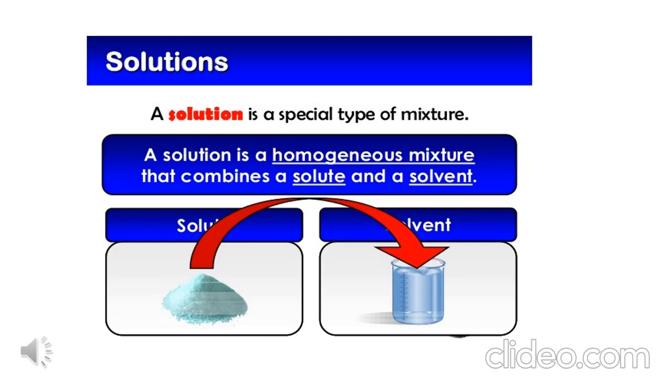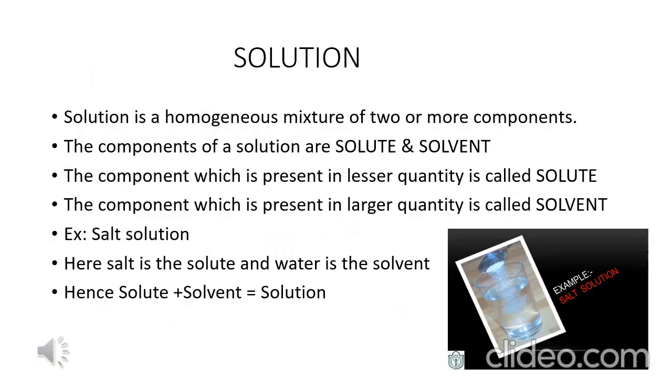So, what is homogeneous? If the physical properties of all the components or all the parts of the solution are the same anywhere in the solution, then we can call it a homogeneous mixture. So, a solution is a homogeneous mixture of two or more components. The components of the solution are solute and solvent. The component which is present in the lesser quantity is called solute, and the component which is present in the larger quantity is called solvent.